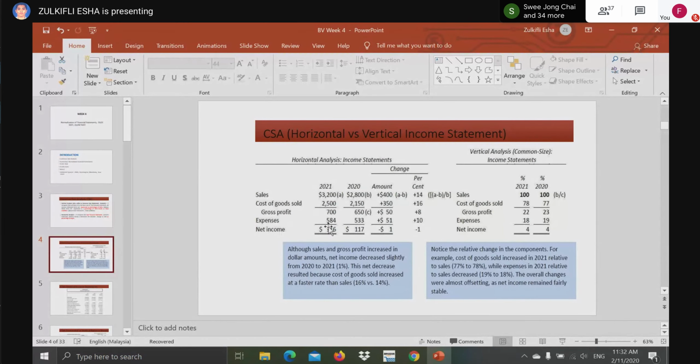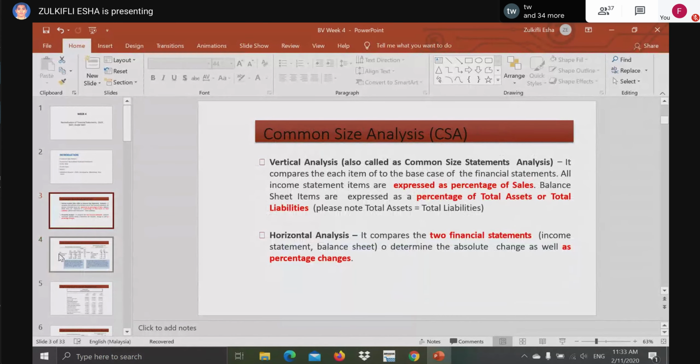But I guess in this example, it is not realistic, because we are not in 2021 yet, right? By right, the example should use 2020 and 2019 to be more realistic. But never mind. In this example, we put as 2021 and 2020. The years is not really important. What is important is you guys know how to do the vertical and horizontal analysis for common size analysis.